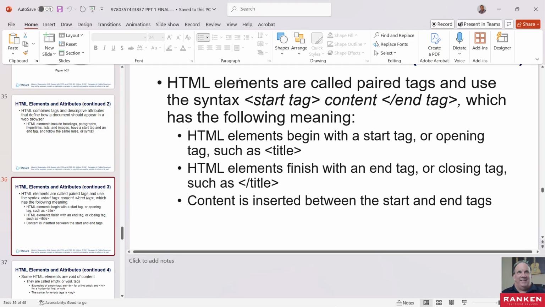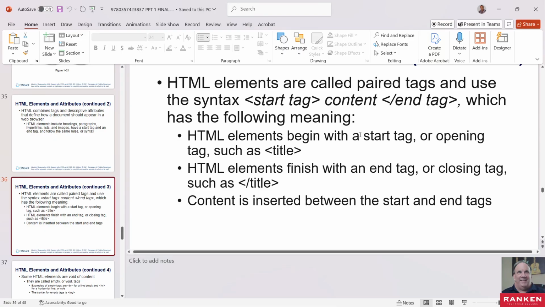HTML elements are called paired tags and use the syntax start tag, then whatever content you have, and it could be other tags. In what we were just looking at, we had the beginning HTML tag and the end HTML tag, and there were other tags within there. Some of them are going to have words and content. Others will be just other tags. But HTML elements are called paired tags, which use the start tag, all the content in the middle, and the end tag, which has the following meaning.